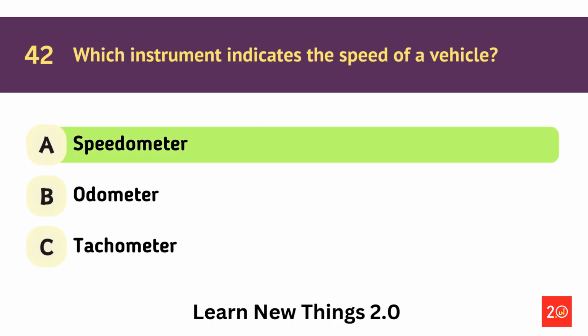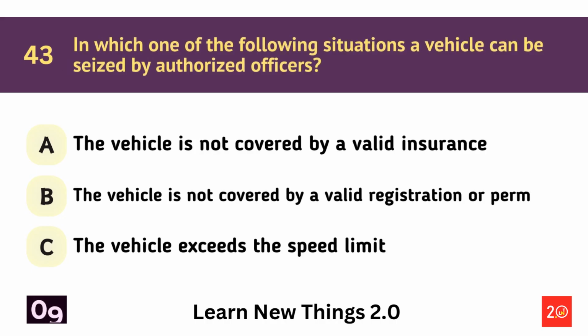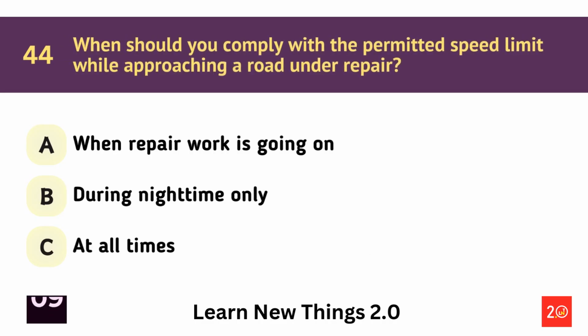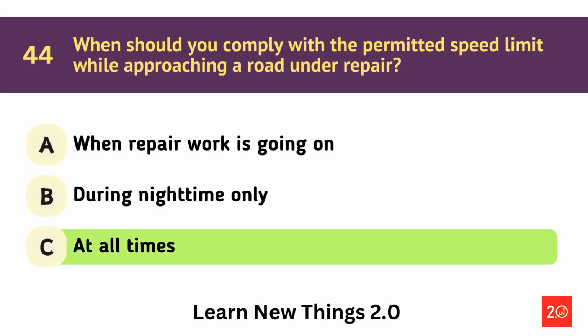Speedometer. In which one of the following situations a vehicle can be seized by authorized officers? The vehicle is not covered by a valid registration or permit. When should you comply with the permitted speed limit while approaching a road under repair? At all times.